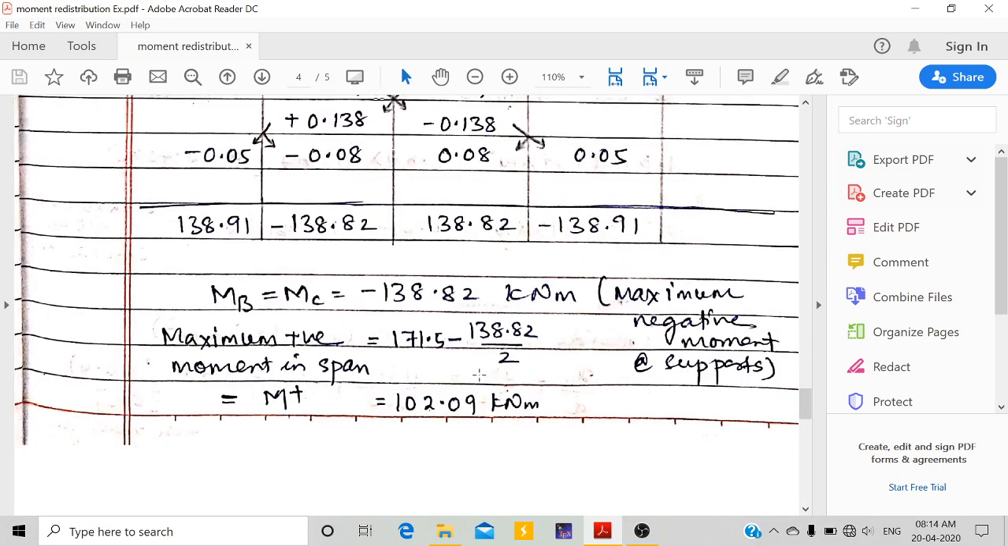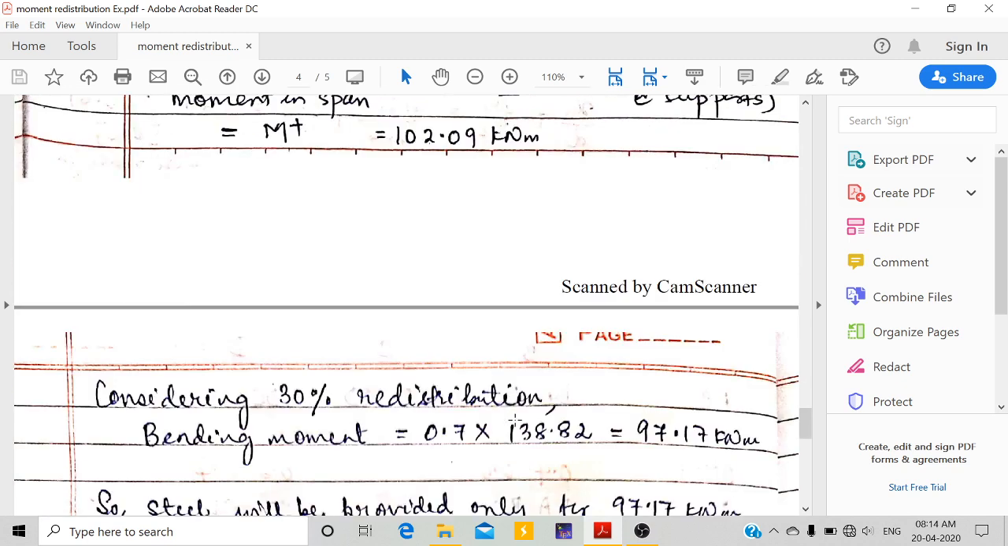So we got maximum positive moment, negative moment. Because the negative moment is high, we are going to use this for the moment redistribution method. So this ends the first phase, where you're calculating moments at supports and the maximum positive or maximum negative moment by any elastic method. Now we are going to use the moment redistribution method.